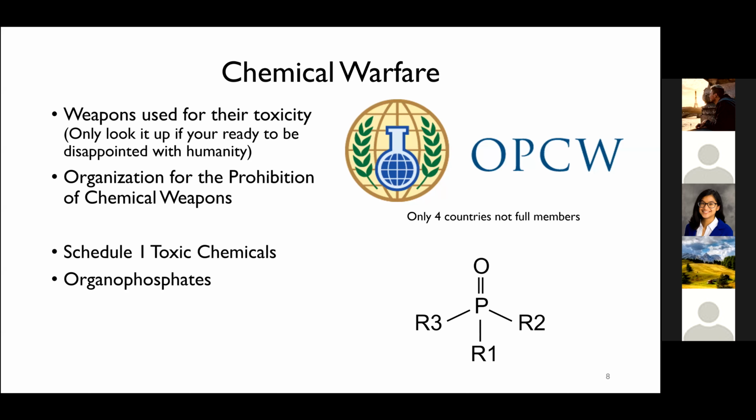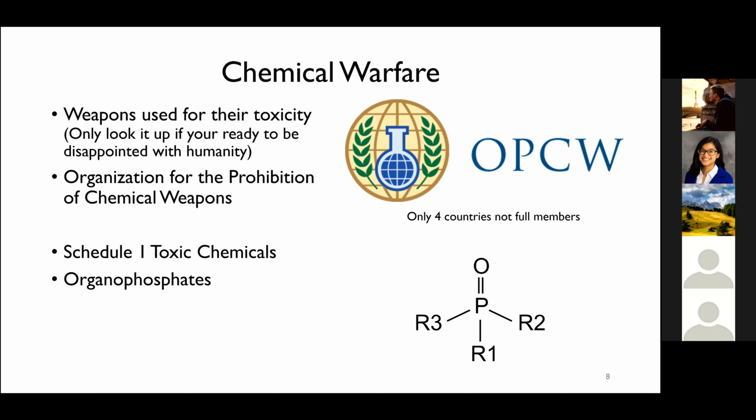So let's begin on the chemical warfare. These are chemicals that are used as weapons because of their toxicity. And we have a lot wrong in the world today, so I don't really think I need to give examples of this. I will warn you, if you do go look up some examples, be ready to be disappointed in humanity. It's because of how egregious these weapons are that the OPCW, the Organization for the Prohibition of Chemical Weapons, came together. This includes all countries in the world with the exception of 4 that are not quite full members yet, most of which have expressed interest in becoming full members.